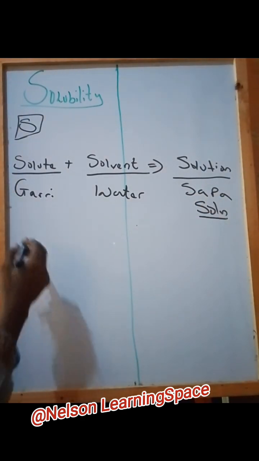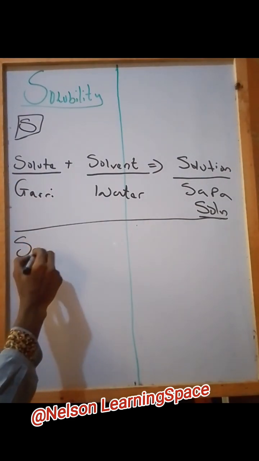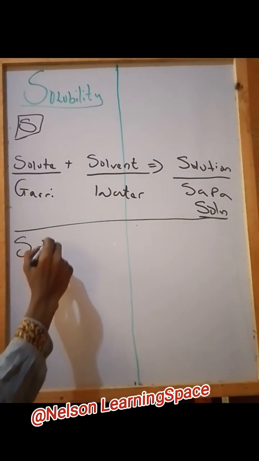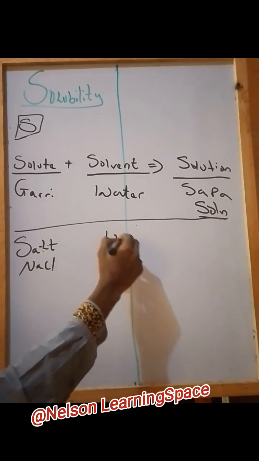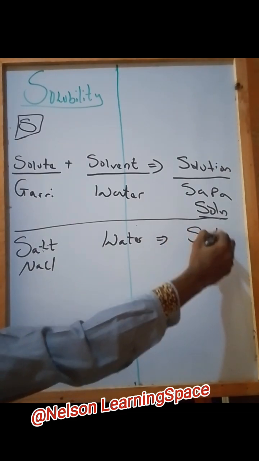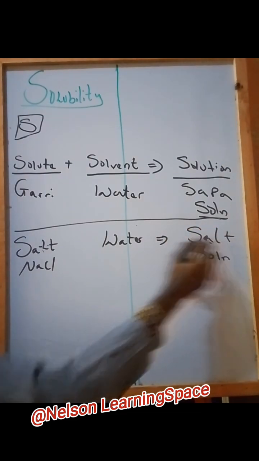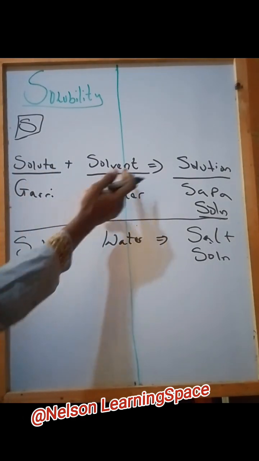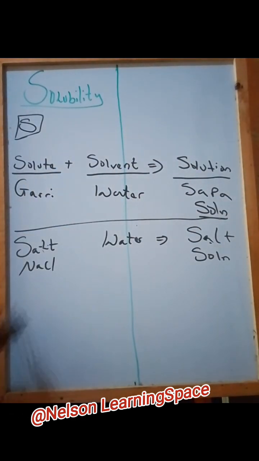Another example is, let's try this, salt. Any salt at all, common salt, NaCl, plus water. And what will it give us? Salt solution. So that's just all solubility entails. Solute, solvent, solution. Garri, water, Garri solution. Salt, water, salt solution. That is just it. Do you understand it now?